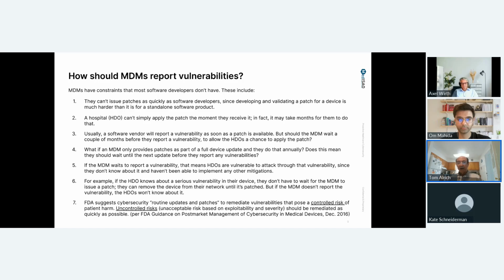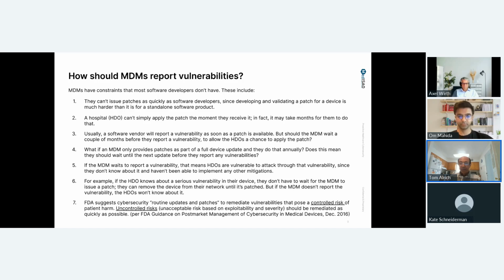And another is that a hospital, which is an HDO, healthcare delivery organization, can't simply apply the patch the moment they receive it. In fact, it may take months for them to do that, because the machines are being used all the time, infusion pumps and things like that. And they can't just unplug somebody and say, well, we got a patch, we'll start giving you your medicine again in another hour.